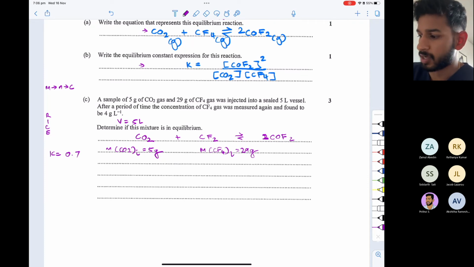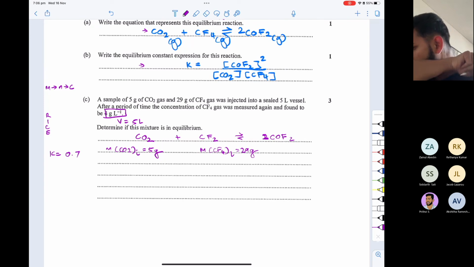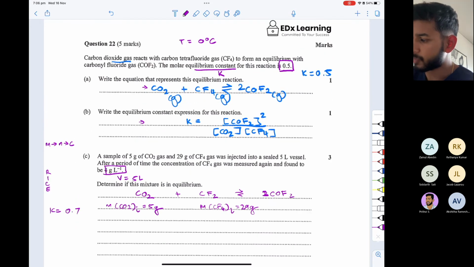Actually, we've got another data point here. C of F2 was found to be 4 grams per liter. So Akshita, what time point is this? This isn't the initial one, so it's after. So you wouldn't write it next to where we wrote it, you would write it in a second row, probably. Yeah, so let me just confirm. I've just written the equation slightly wrong. It should be CF4. Okay, good.